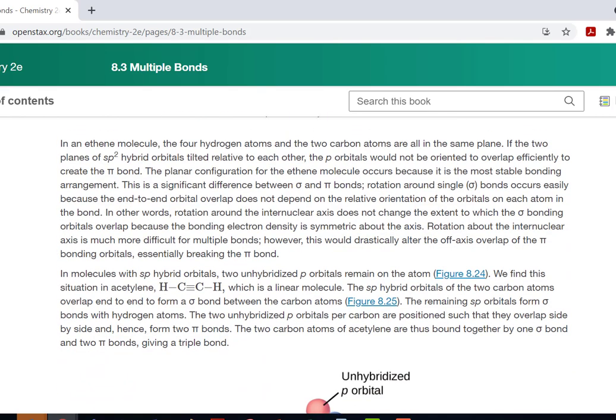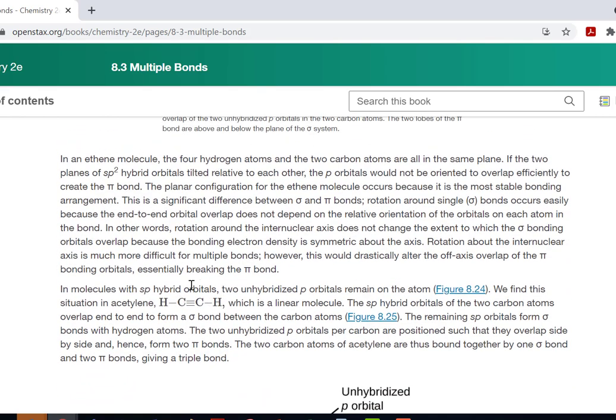Let's look at a triple bond. So here we're looking at acetylene. Again, you don't have to know the name for this, but this is the Lewis structure for it. So can we describe a triple bond as well?